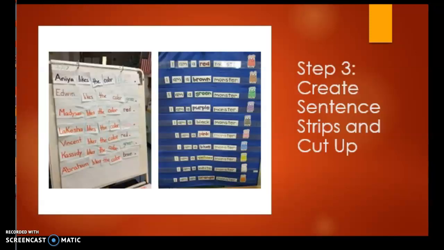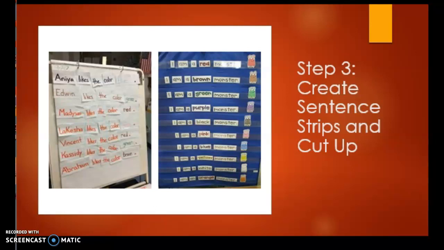Step number three, or day three, is creating sentence strips and cutting them up. So each student has their sentence stem that they worked on. So in this first picture here, we see this class, they each have their sentence stem. So it looks like they talked about their favorite colors. So we'll do this one here, that says Cassidy likes the color green. So this must be Cassidy's sentence. So this is her sentence strip.